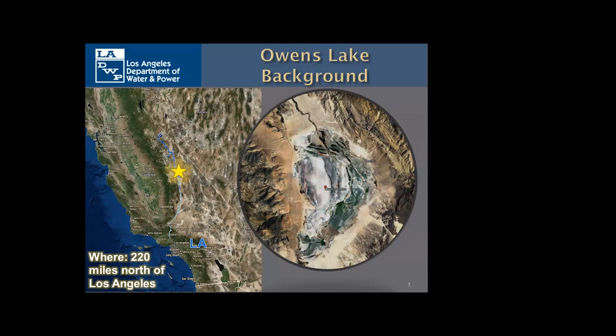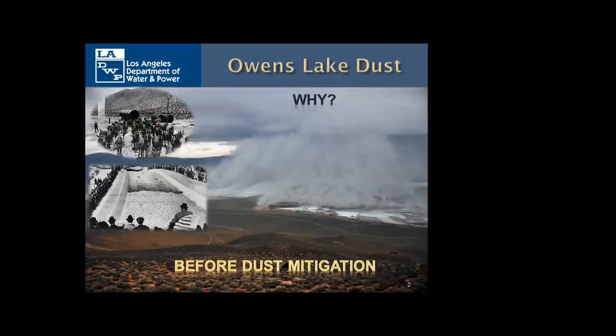And as Phil mentioned, here's a zoom in. There's the Eastern Sierras to the west and the Inyo Mountains on the east, and it creates a wind tunnel. So if you have an emissive source, then you're going to have a dust problem. So the question is why? Obviously, as Phil mentioned, DWP built the Los Angeles Aqueduct, diverted water away from the Owens River, and away from Owens Lake, the final destination for the river, and towards the city of Los Angeles. Created a dust problem.